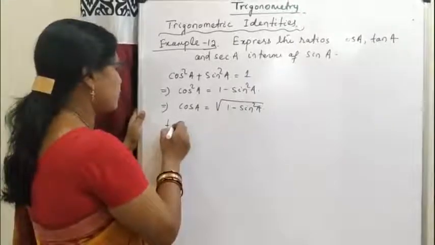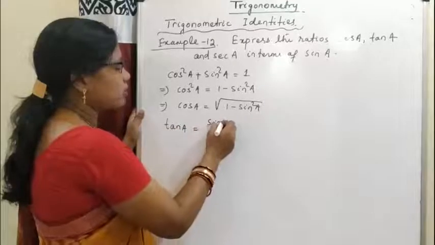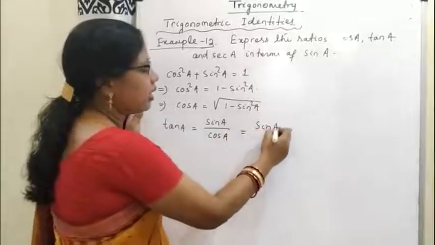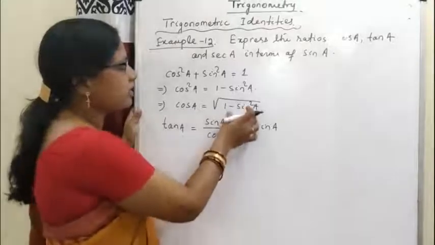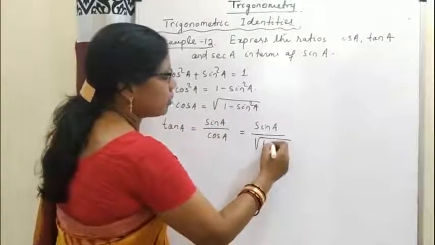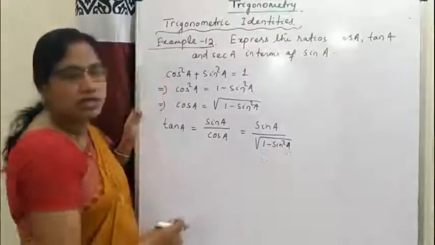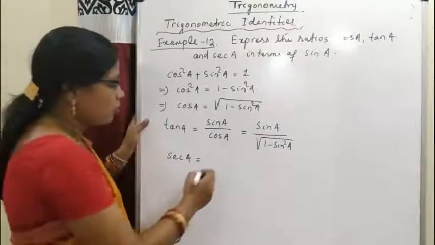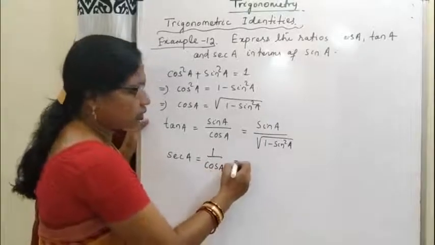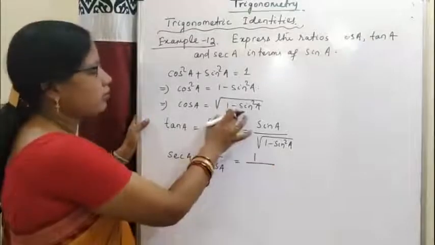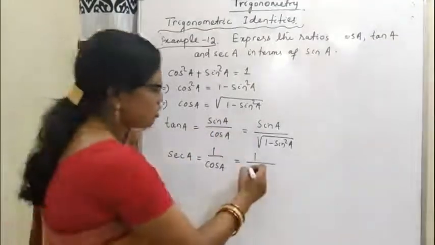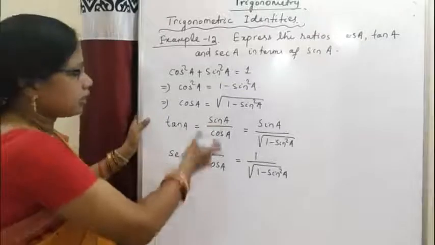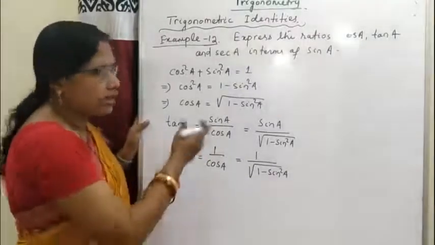Then tan A. What is tan A? Tan A is equal to sin A by cos A. This can be written as sin A by the value of cos A in terms of sin A, that is, sin A by square root of 1 minus sin square A. Then sec A. Sec A is equal to 1 by cos A. We have found cos A as square root of 1 minus sin square A, so sec A is 1 by square root of 1 minus sin square A. These are the expressions of cos A, tan A and sec A in terms of sin A.